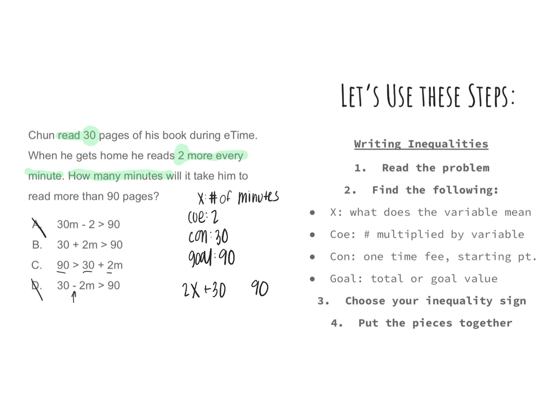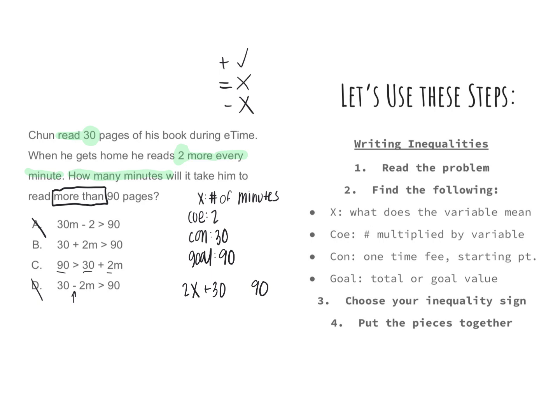For that, we look at the problem where it says read more than 90 pages. When you're deciding on your inequality sign, always think about, are we okay with being equal to the goal number? Are we okay with more than the goal number? And are we okay with less than? For this problem, Chun is not okay with less than 90 pages. He's also not okay with equal to 90 because it says he wants to read more than 90 pages. So we want our value to be bigger than 90.